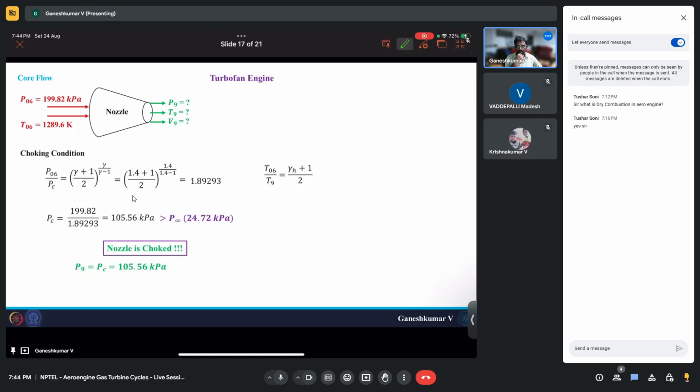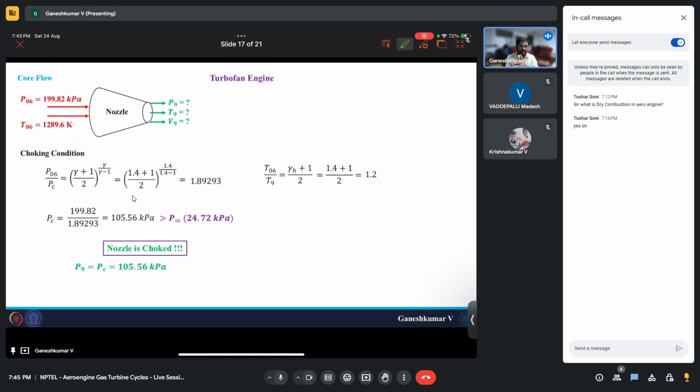Going forward, we also need to find the temperature, and again we use the simple isentropic flow relation. Since the nozzle is choked, the Mach number at the exit of your nozzle would be 1. And since the Mach number at the exit is 1, your isentropic flow relation is 1 plus (gamma minus 1)/2 times M squared. Here, if you put M as 1, you will end up having 1 plus (gamma minus 1)/2.